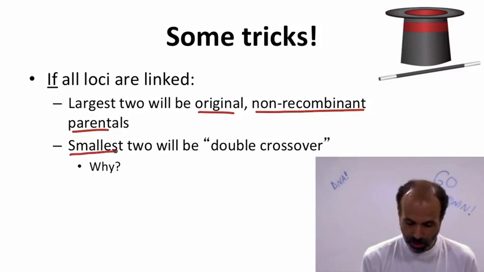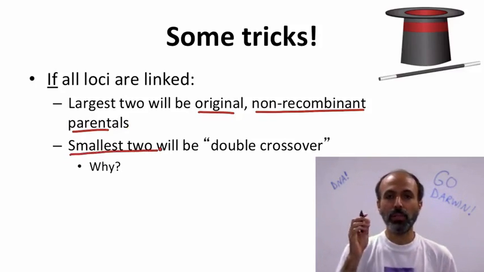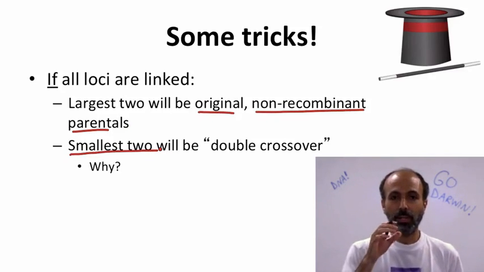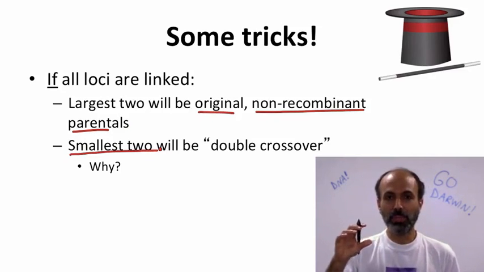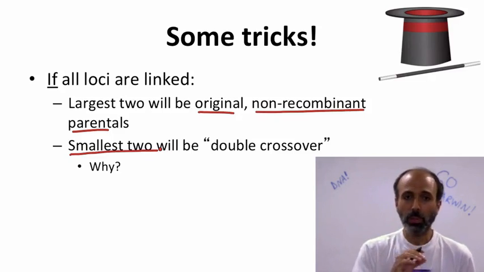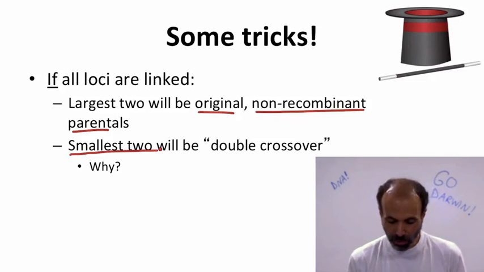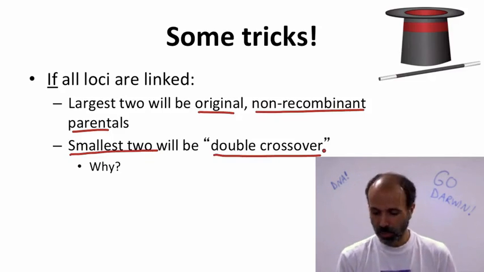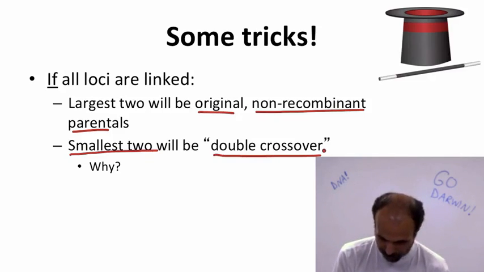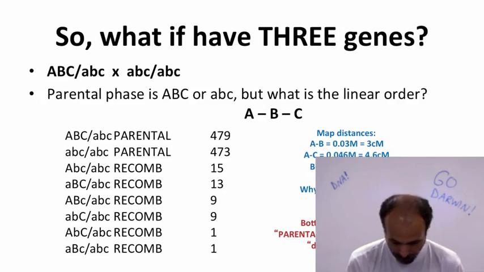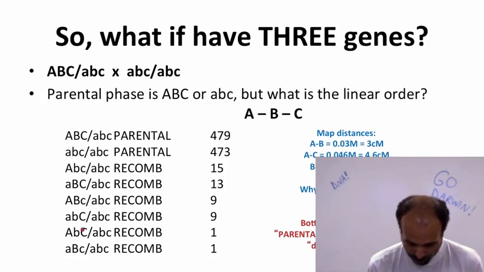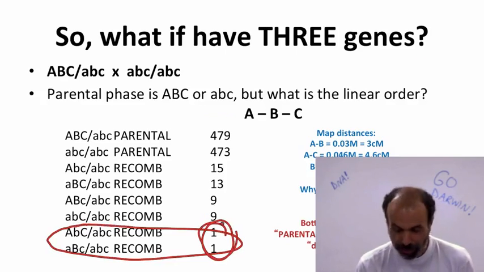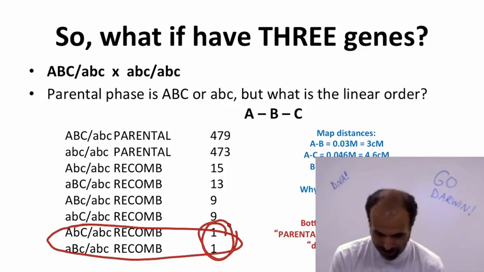The smallest two, basically the numbers that are the least frequent, such as what we saw in the previous slide of capital A, little b, capital C, or lowercase a, big B, little c. Those would be the double crossover. Well, why is that? Why is the smallest two the double crossover? Let me go back just to show you that for a second. These down here were the double crossover type. And you see that they were the least abundant among all the offspring. So why is that the case?